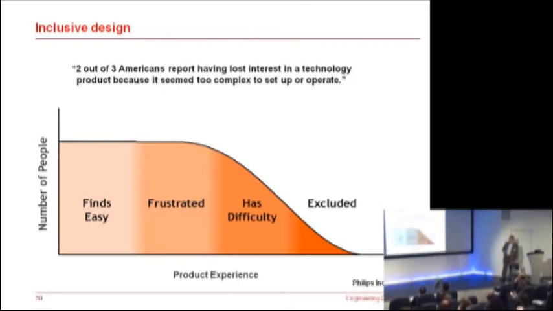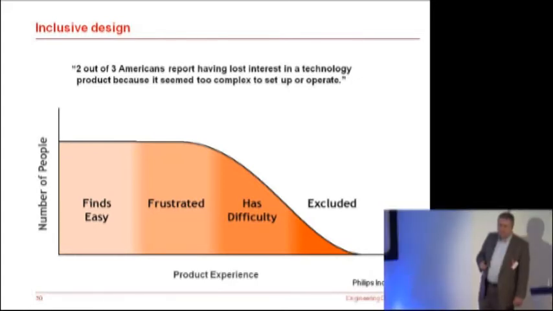Philips looked at this and they said that 2 out of 3 Americans report having lost interest in a technology product because it seemed too complex to set up or operate. And that's where a lot of our products are nowadays, at that complex end of the spectrum. So I'm going to show you, if I can, some ideas as to what that's really all about.